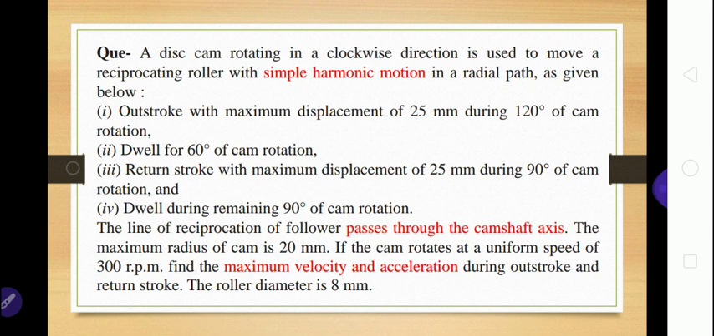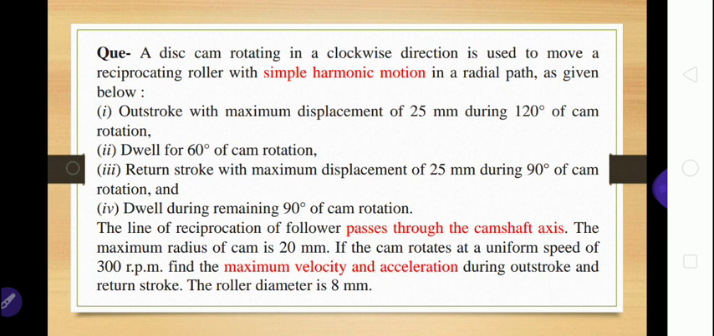The line of reciprocation of the follower passes through the camshaft axis. So there is no offset; you have to plot the cam profile with the axis of the follower passing through the camshaft axis. The maximum radius of the cam is 20 mm, that means capital R, the base circle radius, is given. The cam rotates at a uniform speed of 300 rpm, the speed of the cam n is given. Find the maximum velocity and acceleration during outstroke and return stroke, and the roller diameter is given as 8 mm.